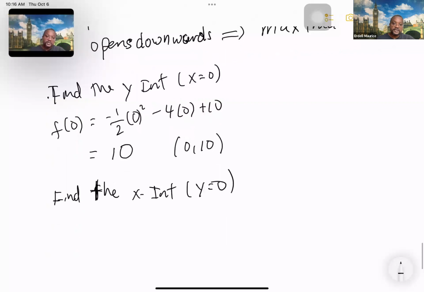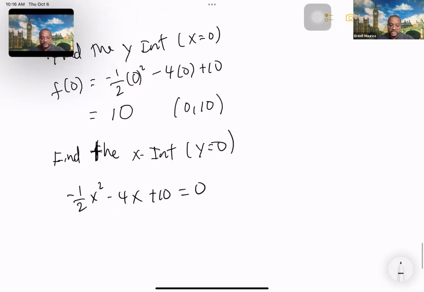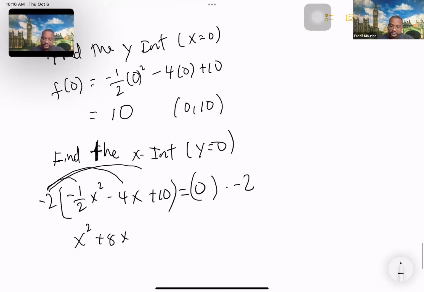And so you set the equation equal to 0. So -1/2 x squared minus 4x plus 10 is equal to 0. Now, I don't like the -1/2 out front. And so I'm just going to multiply everything by -2. -2 times this will leave us with just x squared. -2 times this gives us plus 8x. -2 times 10 is going to be minus 20. And of course, -2 times 0 is 0.